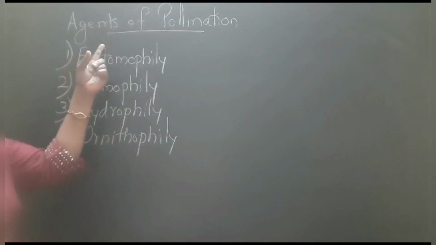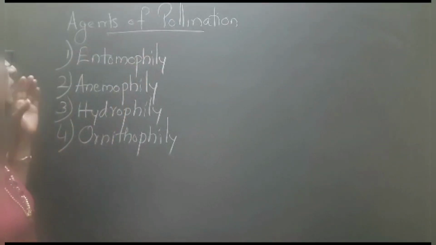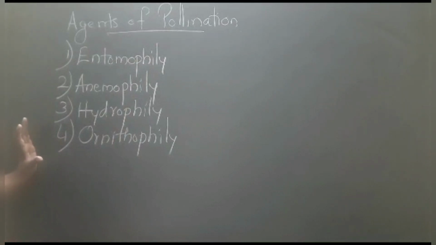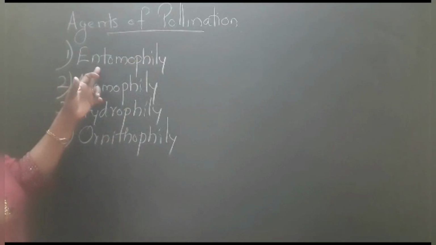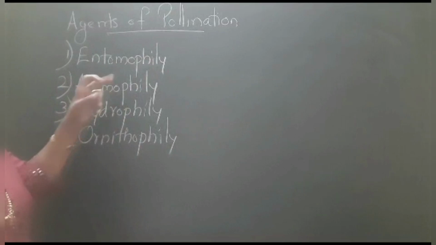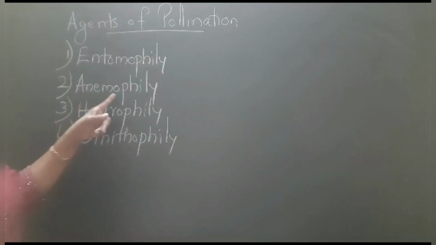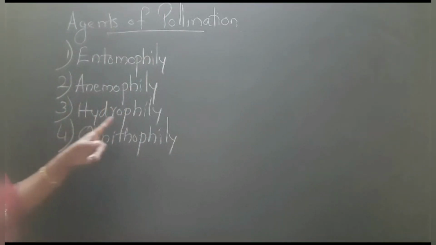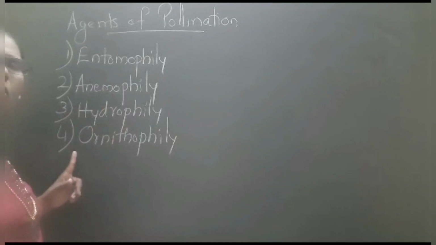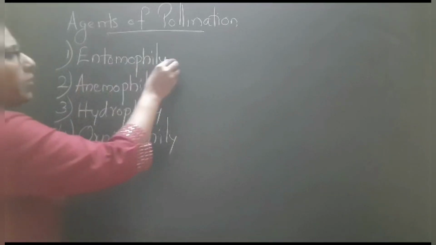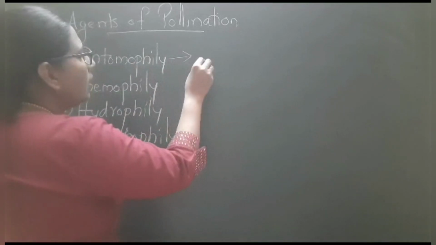Hi students, today let's learn agents of pollination. Let's see what are the agents of pollination. There are four agents of pollination. Number one, entomophily. Number two, anemophily. Number three, hydrophily. Number four, ornithophily. Entomophily. What is entomophily?